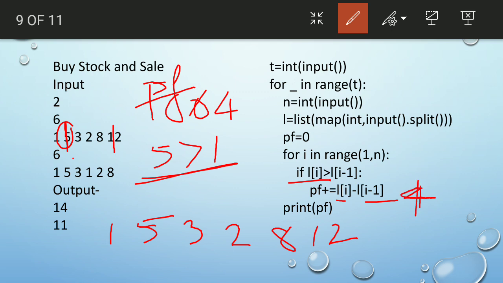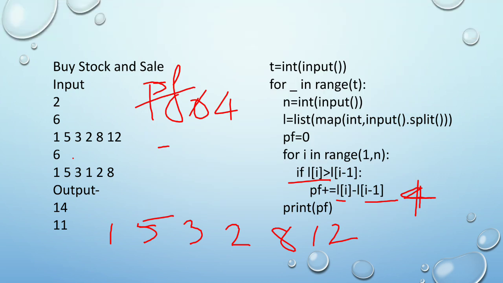4 as a profit we are getting. So when we are buying at 1 and we are selling at 5, how much profit are we getting? 4 is the profit we are getting. So this is the question that it wants to say.